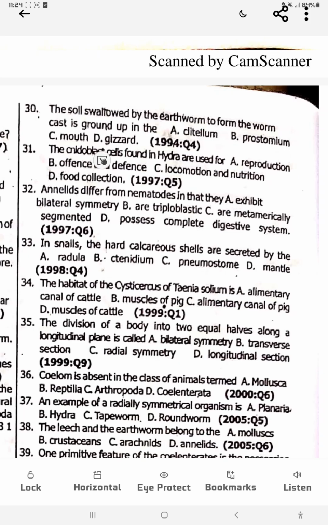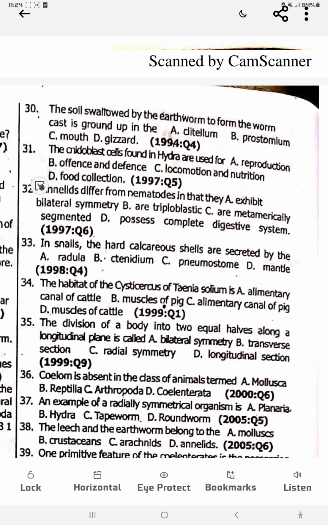31: the cnidoblast cell found in the hydra is used for offense and defense. Option B. We touched this one before. You see the way the book is arranged, just follow the first 20, 30, maximum 50 questions. All of them will be repeated questions. Even your organic chemistry has over 400 questions, just follow the first 100. All the other ones are repeats.